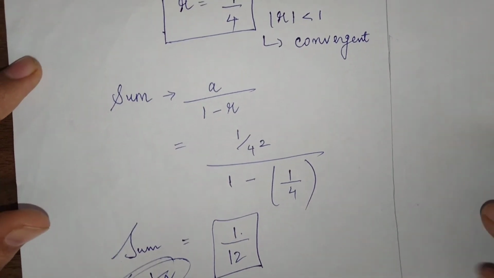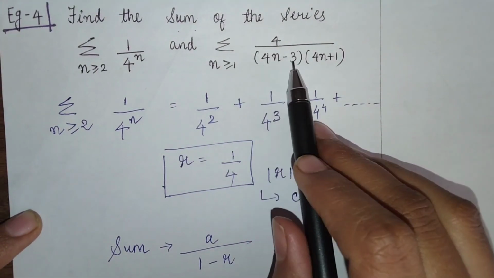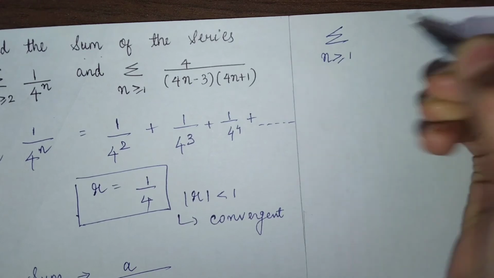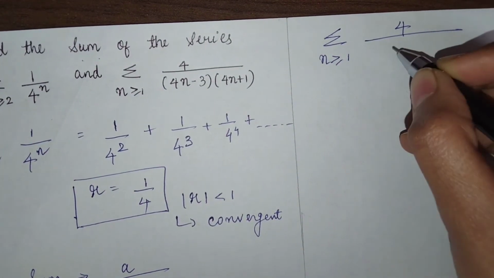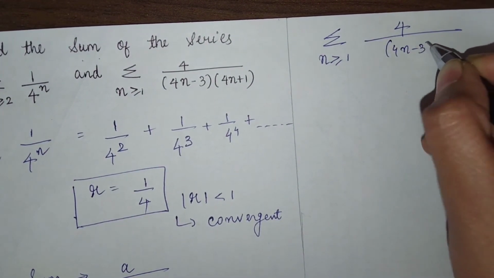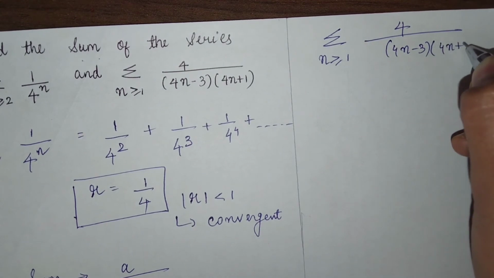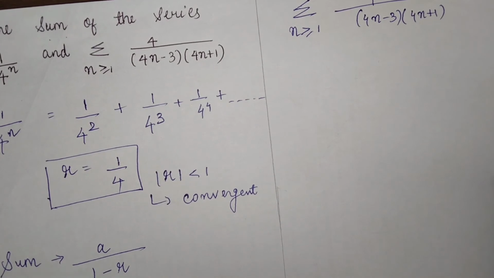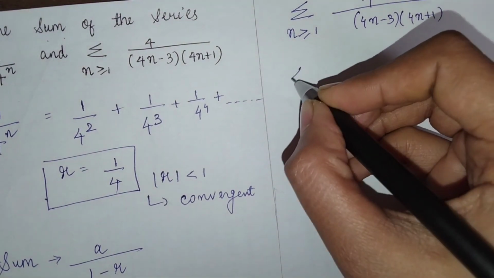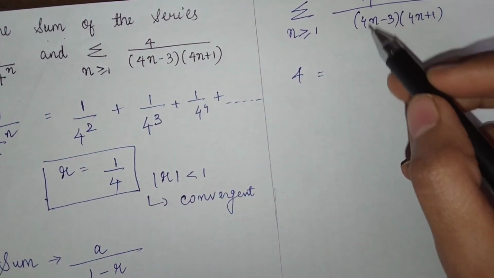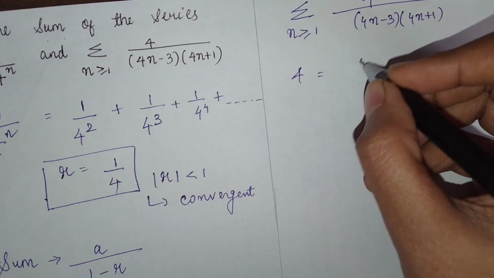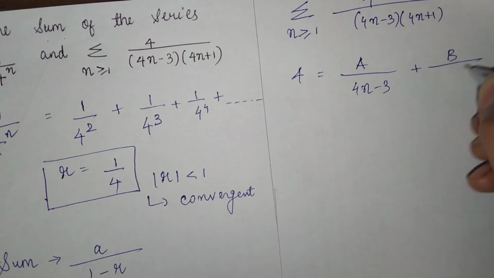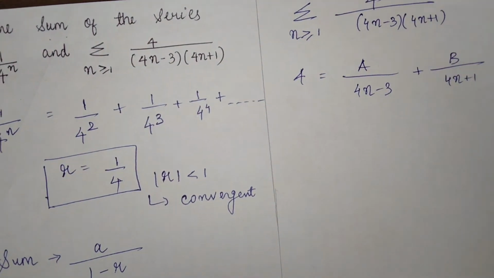Okay, so now we will move towards this series: summation n greater than or equal to 1, 4 upon (4n minus 3)(4n plus 1). Now here, if two terms are given in the denominator, we can divide it as a upon 4n minus 3 plus b upon 4n plus 1.